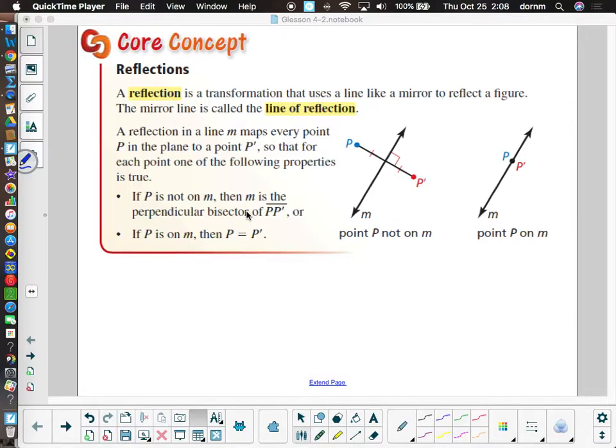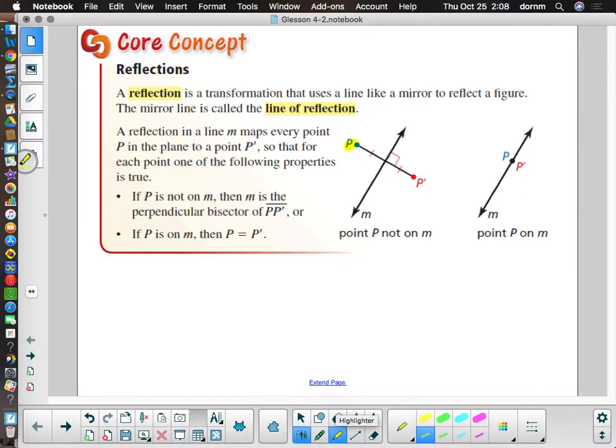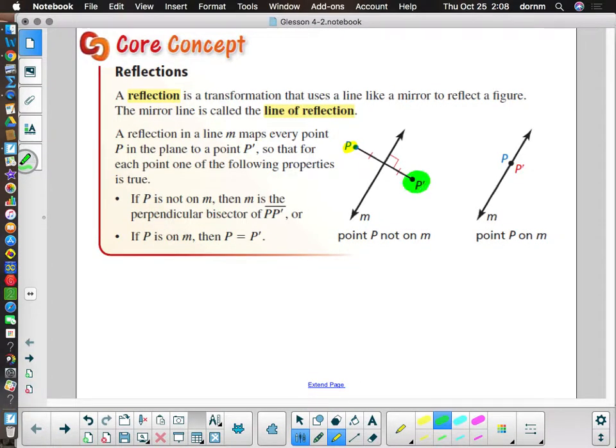have with translations, an original point, and we go to an image. So P is my pre-image, and P prime might be my image. And this time we're going to reflect over a line. With translation, we move things according to a vector. Whenever we reflect over a line, the interesting thing is that the segment that connects the pre-image to the image, P to P prime, is always perpendicular to the line of reflection.